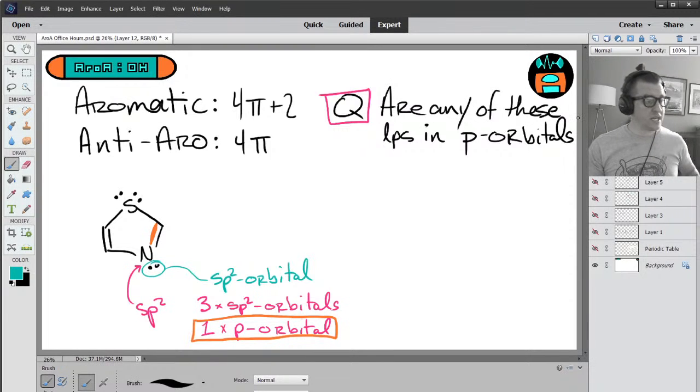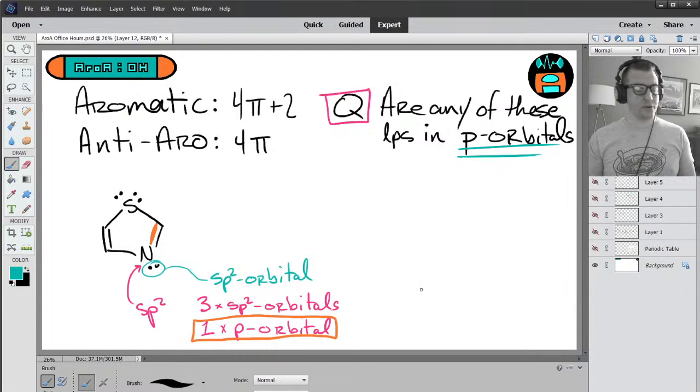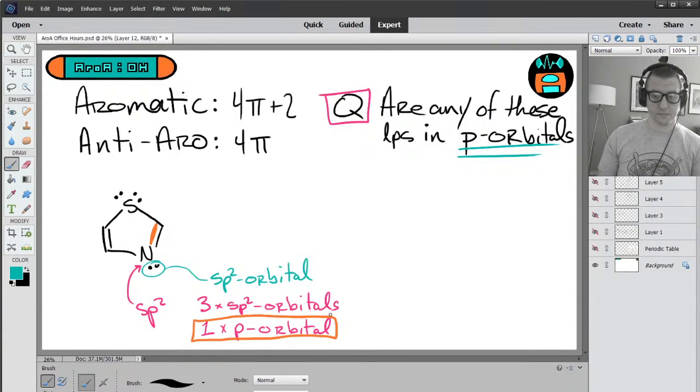And to contribute to either aromaticity or anti-aromaticity, your electrons have to be in a p orbital. Otherwise, they're not part of the aromatic or anti-aromatic system. All right, so that's the analysis there on nitrogen.